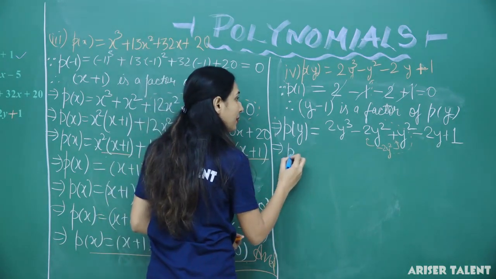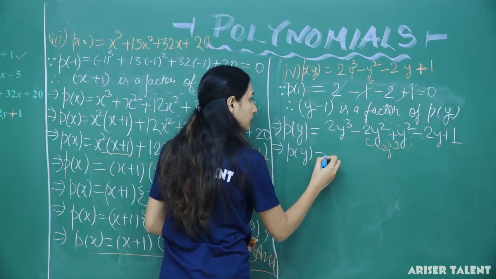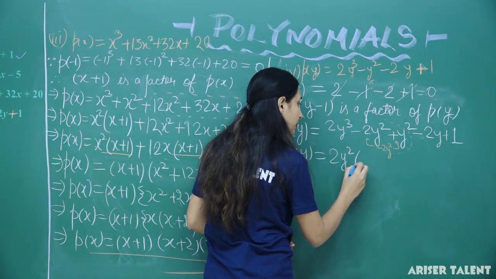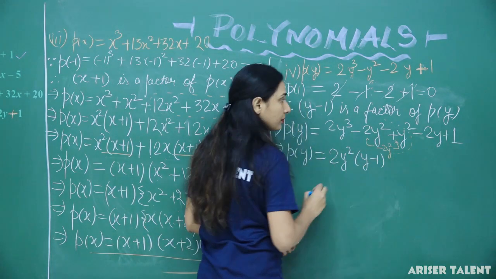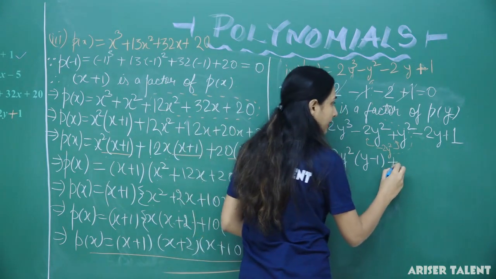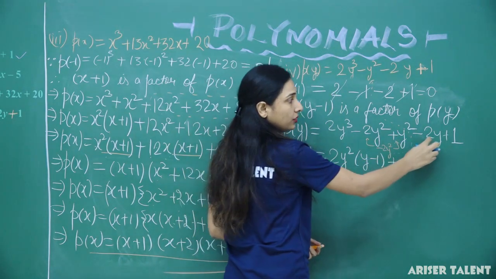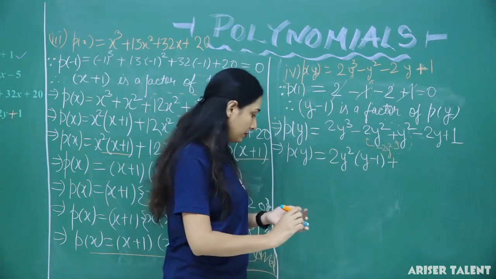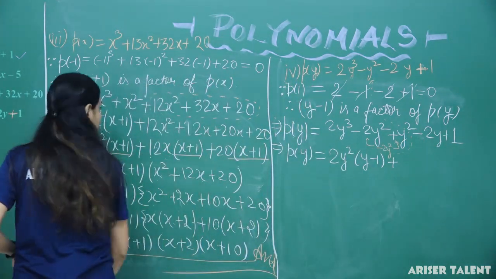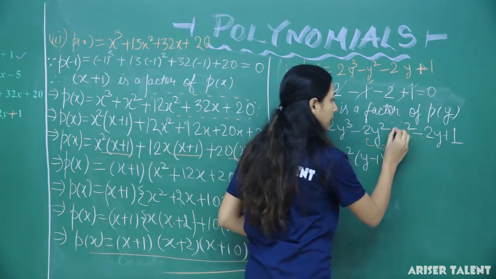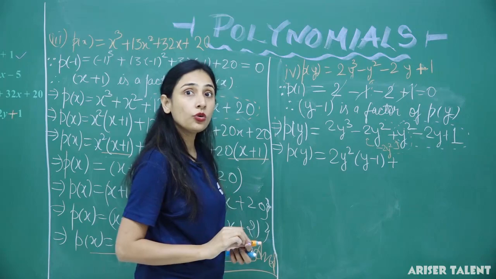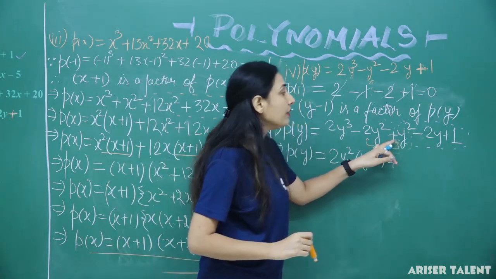Now that P(y) will be, take this 2y square common, that is why we put it here on the first place. So y minus 1, plus now y square minus 2y minus 1. So 1 multiplied by 1. Now this is a complete equation, a new equation we are getting. So we will solve it like we used to do before. So 1 multiplied by 1 is 1.